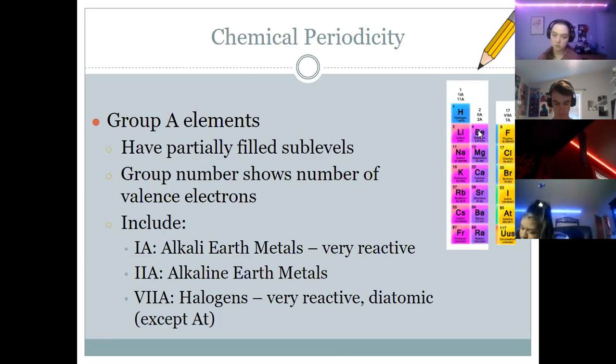Then we go to group 2A. It's the second column of the periodic table, and you know it has 2 valence electrons. These are called your alkaline earth metals. They're also reactive, but not as reactive as group 1. So group 1 are the most reactive, and then you have group 2.